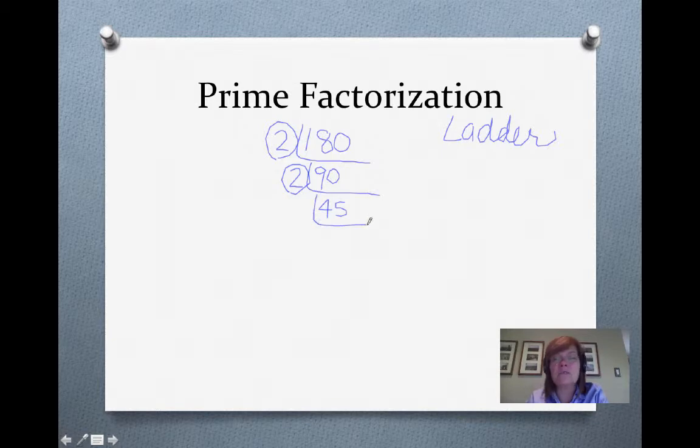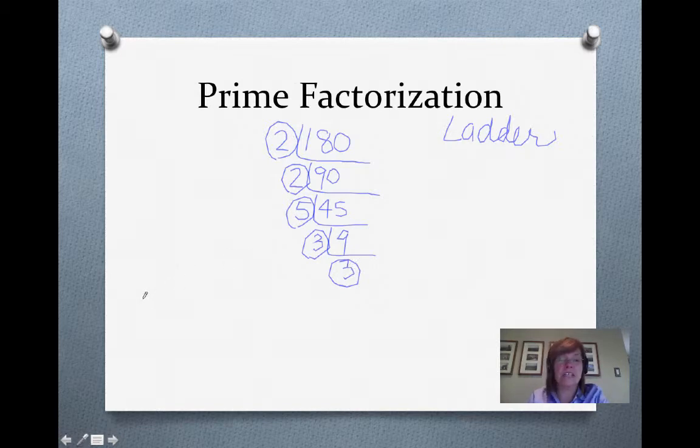Let's stick with 2. So 2 times 45 gets us to 90. So let's make another rung. This time we'll use that 5 since 45 ends in 5. That's a prime factor. And 5 times 9 will get us to 45. Then 3 times 3, both are prime factors. Now that we have all prime factors left and no other number to factor out, we know that we've completed our prime factorization ladder.